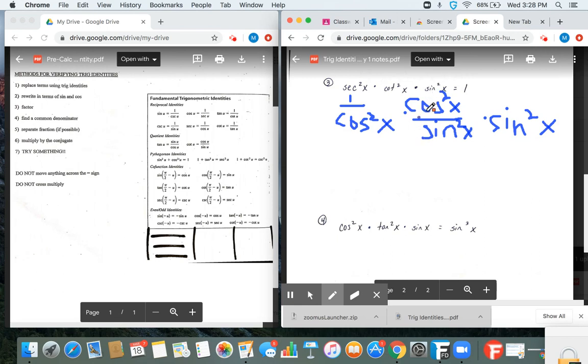Well, I can cancel out this numerator with this denominator, and I can cancel out this numerator with this denominator. So the cosines cancel, the sines cancel, and what we're left with is just 1, right? Everything cancels out here. Everything simplifies. And that's what we needed to verify. We needed to prove that the left side could somehow equal that right side.